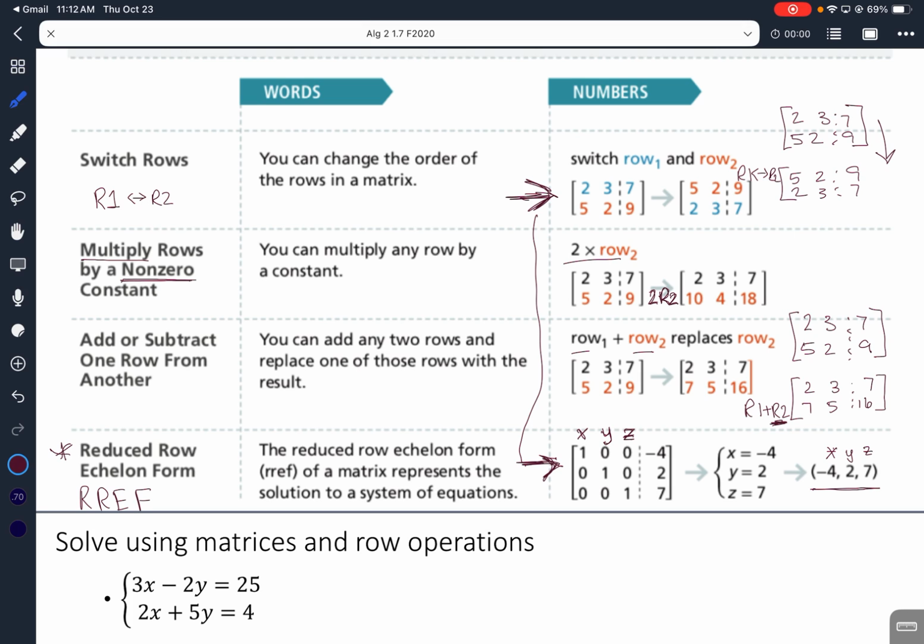So we can multiply one row, we can add or subtract rows. That's all we can do. Or switch them.